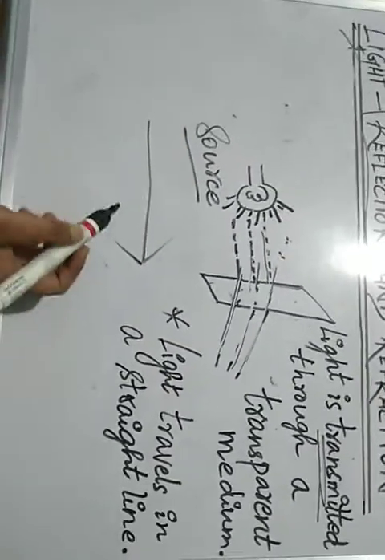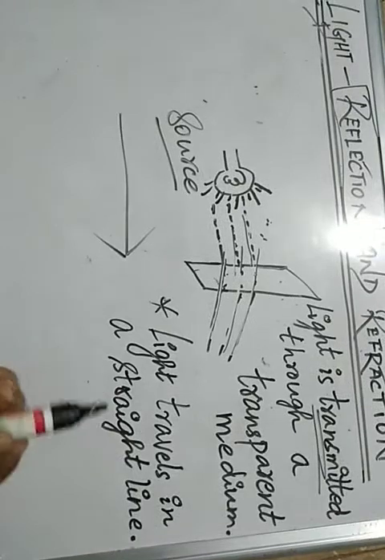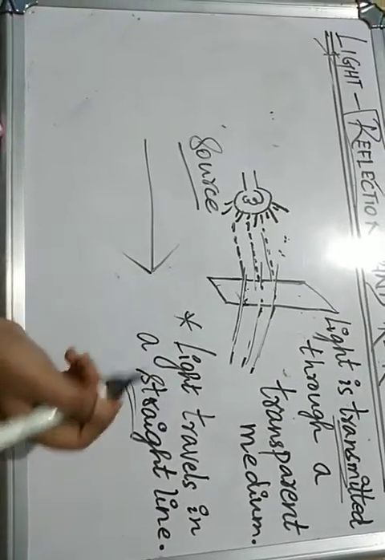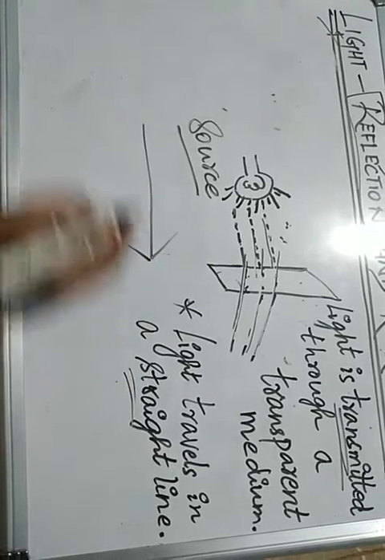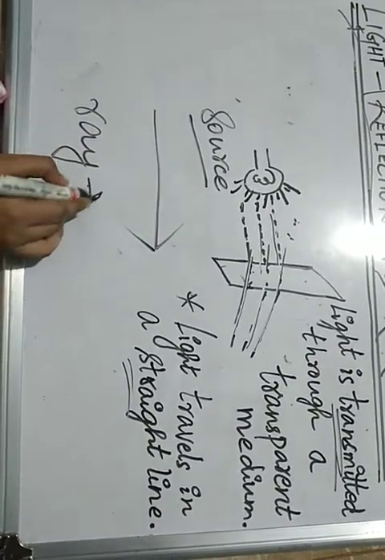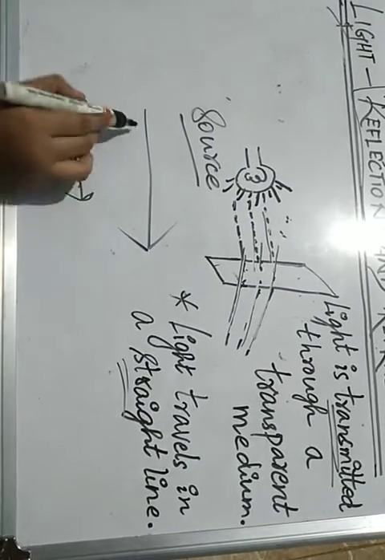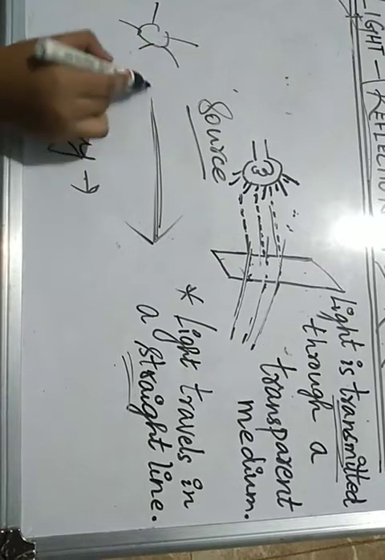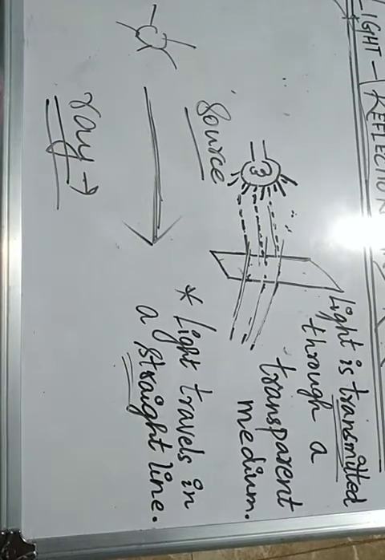And another important thing, light travels in a straight line. Light always travels in a straight line in the form of rays. Ray means the path along which the light travels. The path along which the light travels is known as the ray.